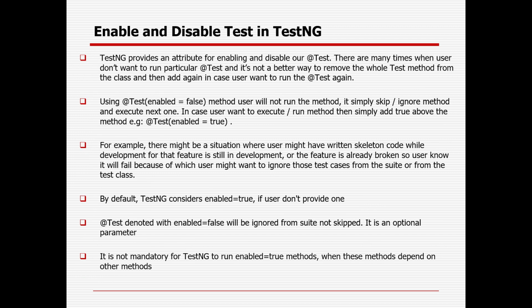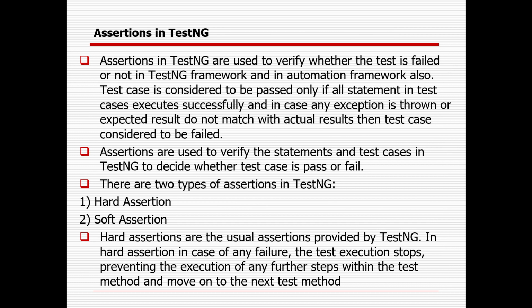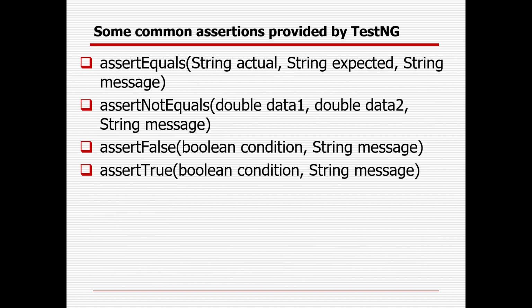Right? You can enable or disable a test with the help of enabled equal to false or true. You can prioritize the tests because priority is required, otherwise it will execute the test cases based on alphabetical order, right? You can add assertions. Hard assertion will always stop the execution there, but it is better to use soft assertion so that in case some failure comes, execution will not stop there and you can proceed with the remaining steps.